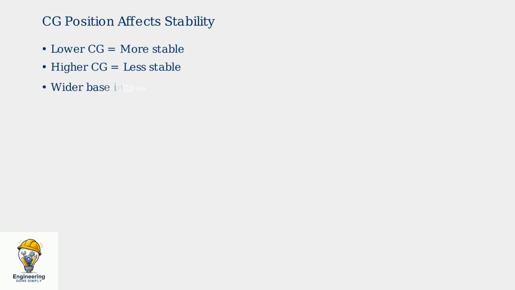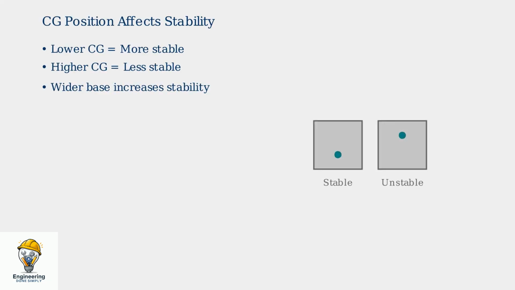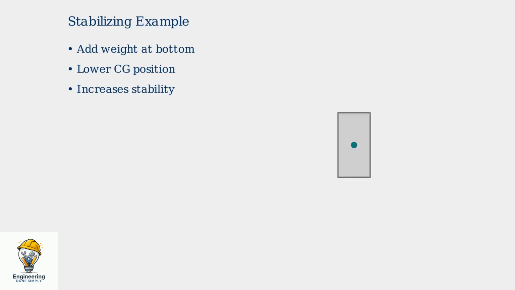The position of the center of gravity directly affects an object's stability. A lower center of gravity makes an object more stable, as it reduces the likelihood of tipping. A higher CG makes it less stable, and a wider base also increases stability by providing more support area. To stabilize an object, engineers can add weight at the bottom or lower the center of gravity. This shifts the CG downward, making the object less likely to tip over, as seen when adding ballast to ships or weights to vehicle suspensions.